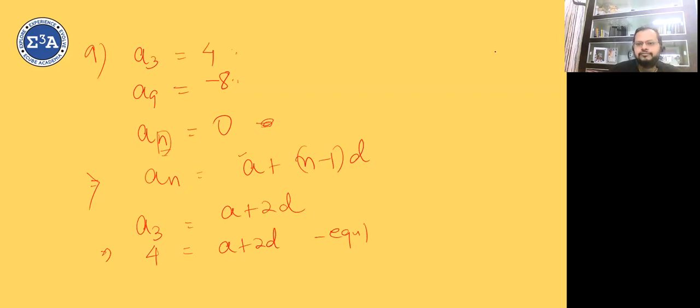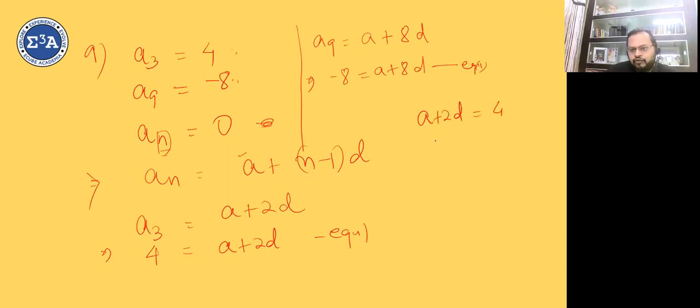नेक्स्ट, a9 is equal to a plus 8d, which implies that minus 8 is equal to a plus 8d. ये आ गया इक्वेशन 2. दोनों का बस सब्ट्रैक्शन कर लेंगे, है ना? a plus 2d is equal to 4, a plus 8d is equal to minus 8. सब्ट्रैक्शन कर लेंगे दोनों इक्वेशन को तो साइन चेंज होगा, ये दोनों रिमूव हो गया. minus 6d is equal to 12, which implies that d is equal to minus 2.